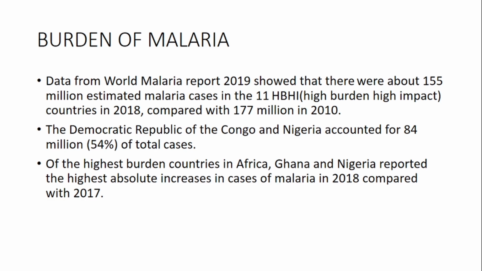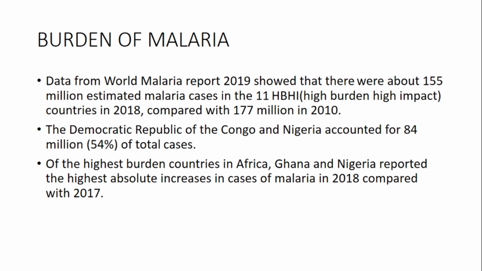So to briefly discuss the burden of malaria, data from the World Malaria Report in 2019 showed that there were about 155 million estimated cases of malaria in 11 high-burden, high-impact countries, which are some of the countries most affected with malaria, and most of them are in Africa. And it shows that there was a slight reduction in the incidence of malaria, at least between 2010 and 2019. However, the Democratic Republic of Congo and Nigeria alone accounted for up to 84 million cases, which is more than half of the total number of cases.